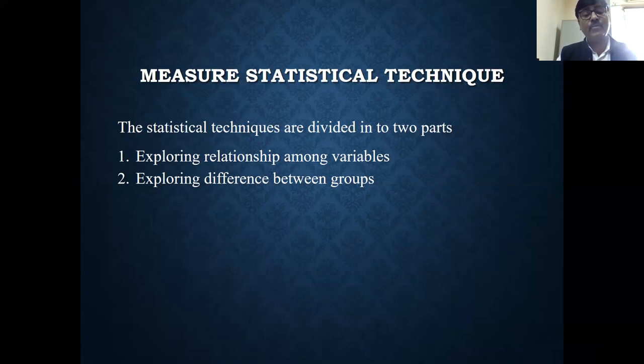After univariate analysis, we go to bivariate analysis. In bivariate analysis, we check whether there is any relationship between two variables. Then we go to multivariate analysis, because one variable depends upon so many variables. In statistics, techniques are divided into two parts: first, exploring the relationship among variables, and second, exploring the difference between groups. You will find that the major statistical techniques are divided into only these two parts.